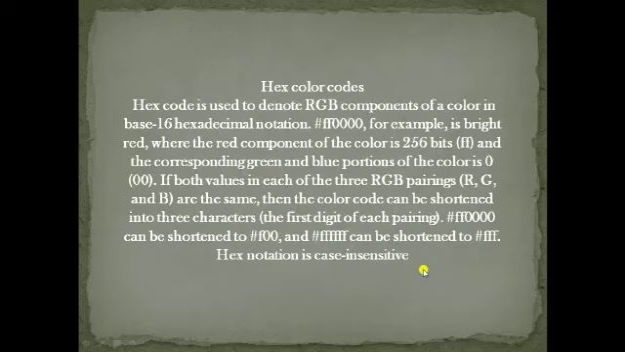Next is hex color codes. A hex color code is used to denote RGB components of a color in base 16 hexadecimal notation. For example, a bright red, where the red component of the color is at maximum and the corresponding green and blue portions of the color are 0. If both values in each of the 3 RGB pairings are the same, then the color code can be shortened into 3 characters only. Here I would like to let you know that hexadecimal notation is case insensitive. You can write in small letters or capital letters, you can use either.